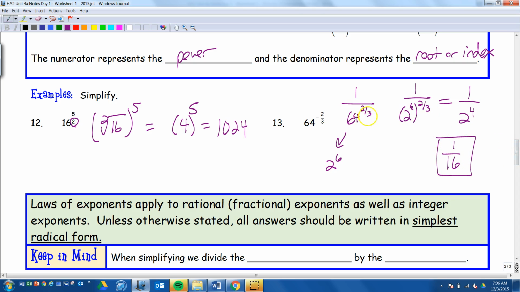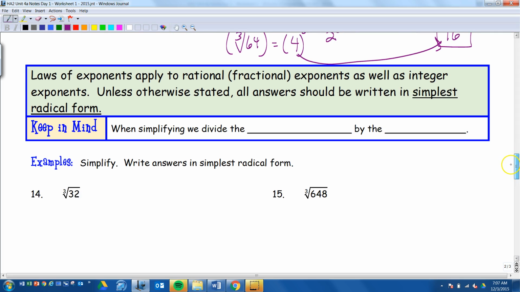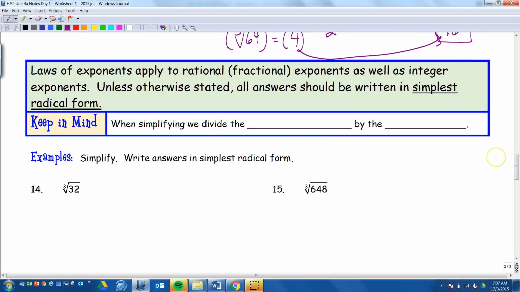There's many different ways to do this. You could have third rooted the 64 and then squared it. The third root of 64 is actually 4. And sure enough, 4 squared is also 16. So it doesn't matter which route you go. Laws of exponents apply to these exponents as well as integer exponents.